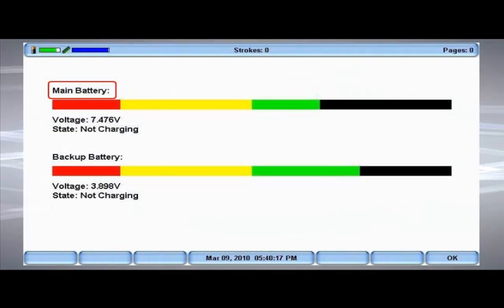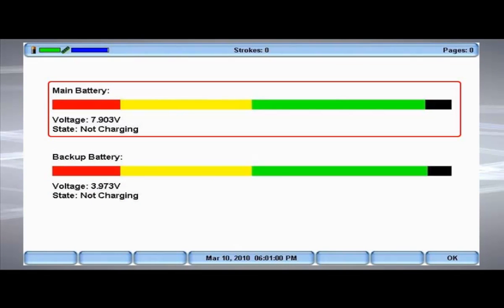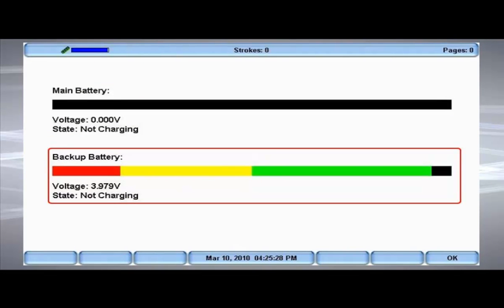Batteries. The Wave uses a main rechargeable battery and an internal rechargeable backup battery. The main battery, fully charged, operates all the features on the Wave for approximately 8 to 10 hours and takes approximately 4 to 5 hours to charge the main battery. The internal battery supplies backup power if the charge on the main battery becomes too low.